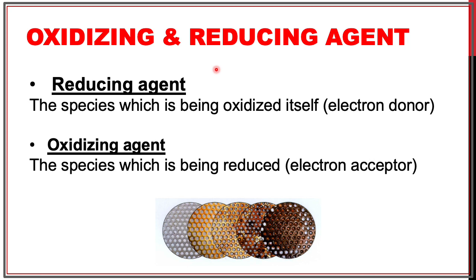Now we go to the oxidizing and reducing agent. So now we will talk about the agent. A reducing agent is a species. Why species? Because we talk about an agent, something or a substance. It is the species which is itself being oxidized, or an electron donor. Oxidizing agent is a species which is being reduced, or an electron acceptor.